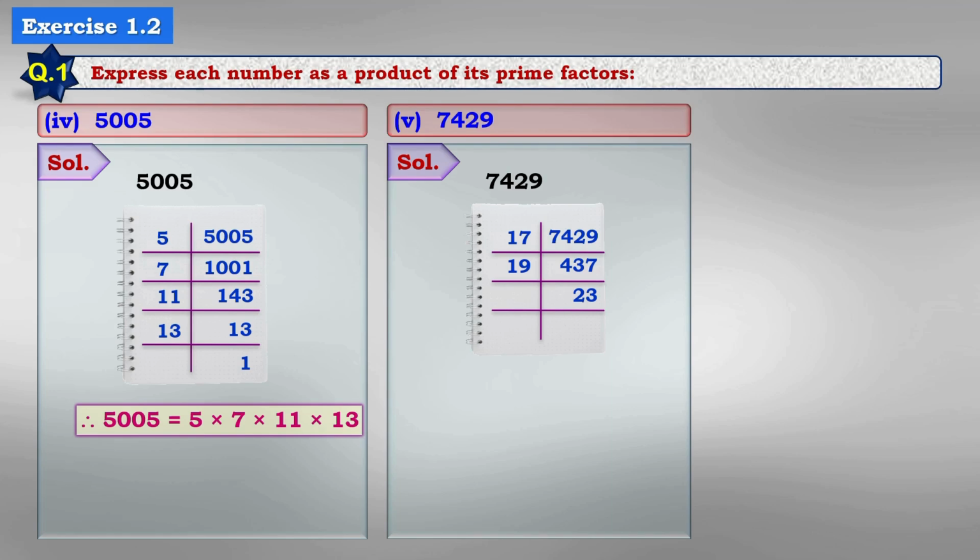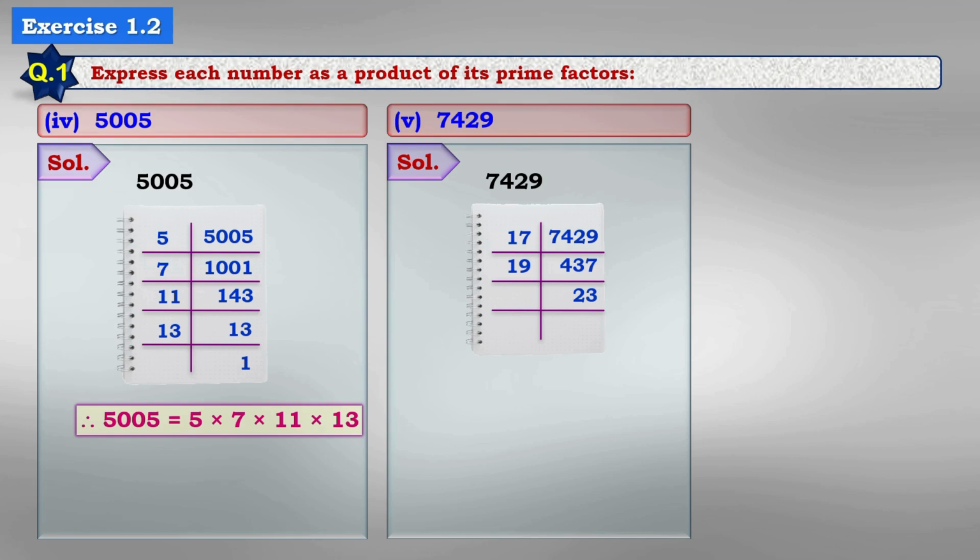Now what about 437? First you check till 11. Since in the unit place you have 7, you can try with 3 first. For 3 you can just use the divisibility rule: 4 plus 3 plus 7, that is going to be 14. Since 14 is not divisible by 3, 3 is not a prime factor.